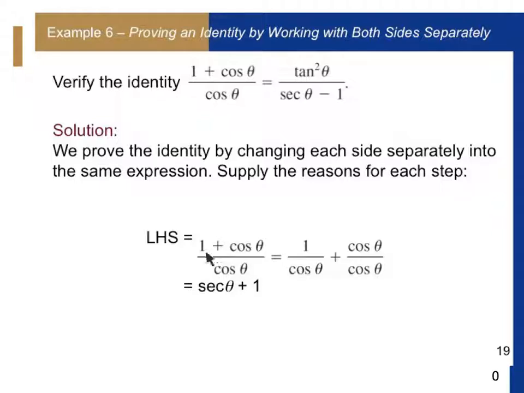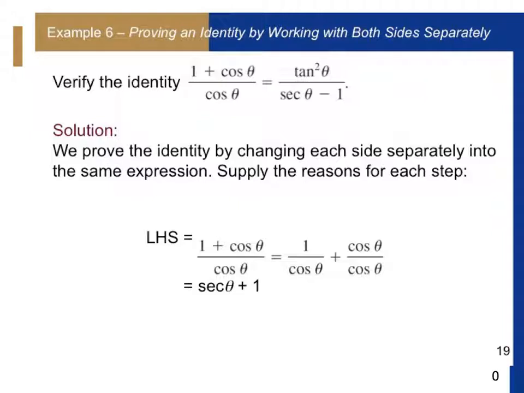Okay, so let's do the left-hand side first. 1 plus cosine of theta over cosine of theta is 1 over cosine of theta plus cosine of theta over cosine of theta, because we break out that fraction, which is secant plus 1. That looks like a pretty simplified form. It's not sine and cosine, but that's okay. Remember I said sometimes we don't want to use just sine and cosine. Sometimes we just want to simplify and then compare. So we have secant of theta plus 1 for the left-hand side. That's what LHS stands for.